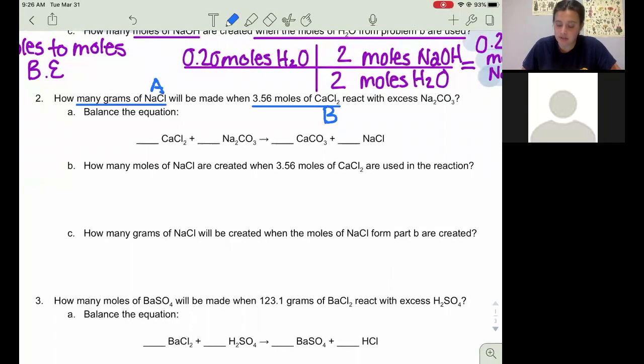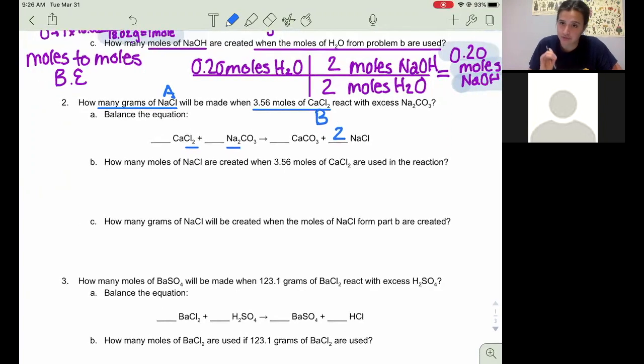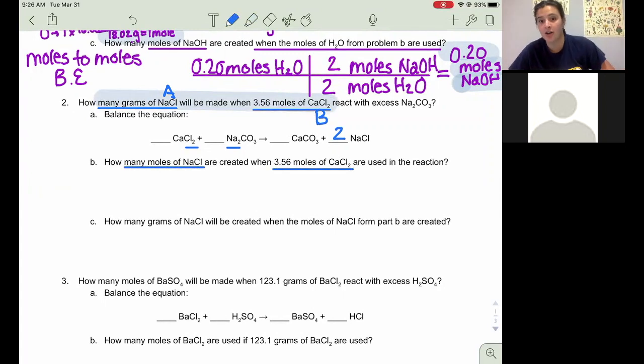Obviously, first things first, we need to balance. This one's a pretty easy one to balance. You actually just need to put a 2 here, because the only things that aren't balanced are the sodium and the chlorine. Again, if you need some extra help balancing, what better time than to Zoom with Ms. Edge? Okay, so we're balanced here. Then we look at our first step of this problem. This is our end goal up here, but it's going to take more than one step. So my first step: I want to know how many moles of sodium chloride are created from 3.56 moles of calcium chloride. So I'm going from moles to moles.